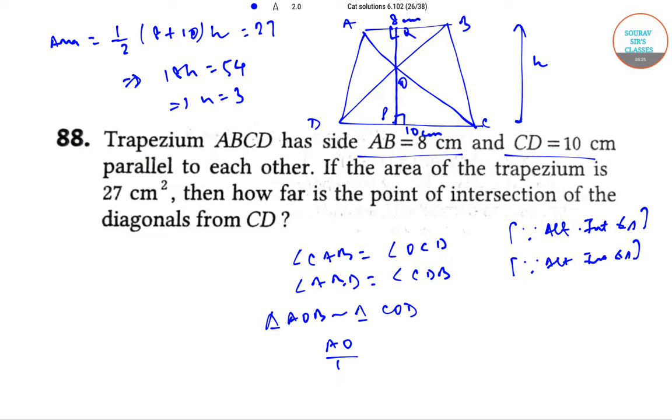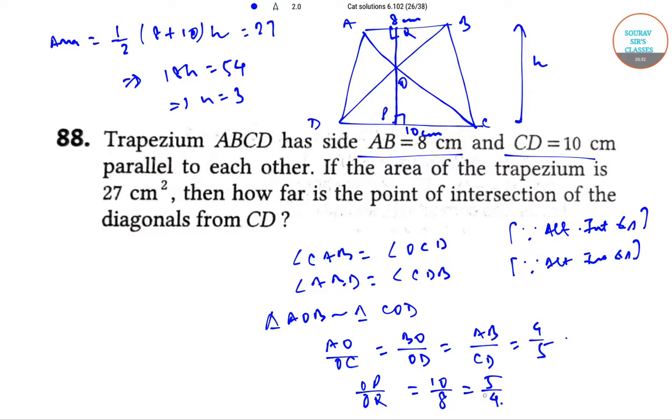Thus, AO by OC is equal to BO by OD is equal to AB by CD is equal to 4 by 5. And since the altitudes should also be in the same ratio, OP by OQ is equal to 10 by 8 is equal to 5 by 4. Therefore, OP by OP plus OQ is equal to 5 by 5 plus 4, or OP by PQ is equal to 5 by 9.